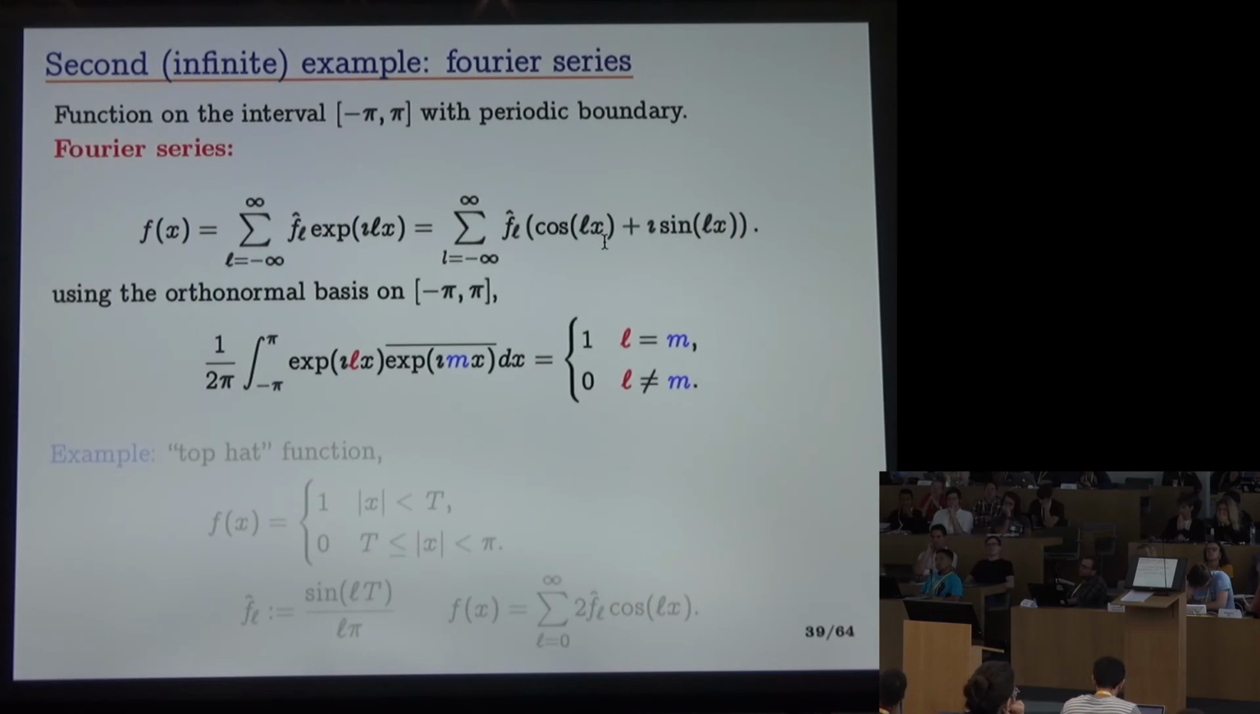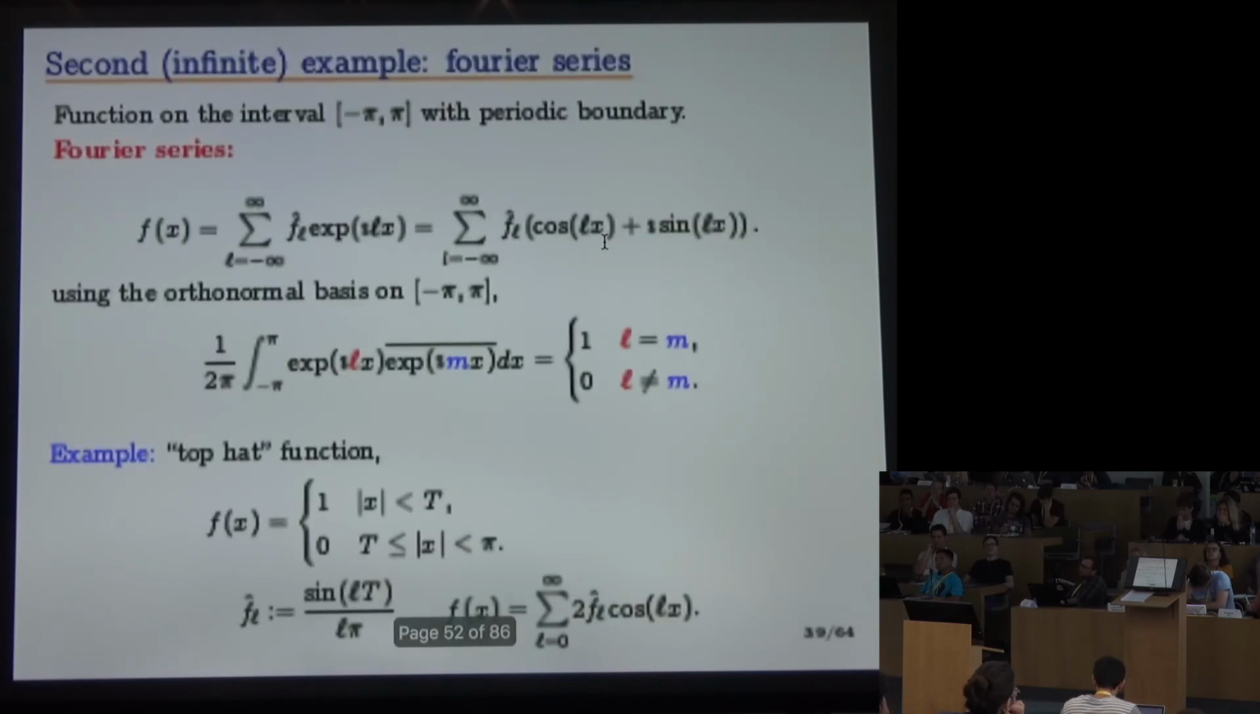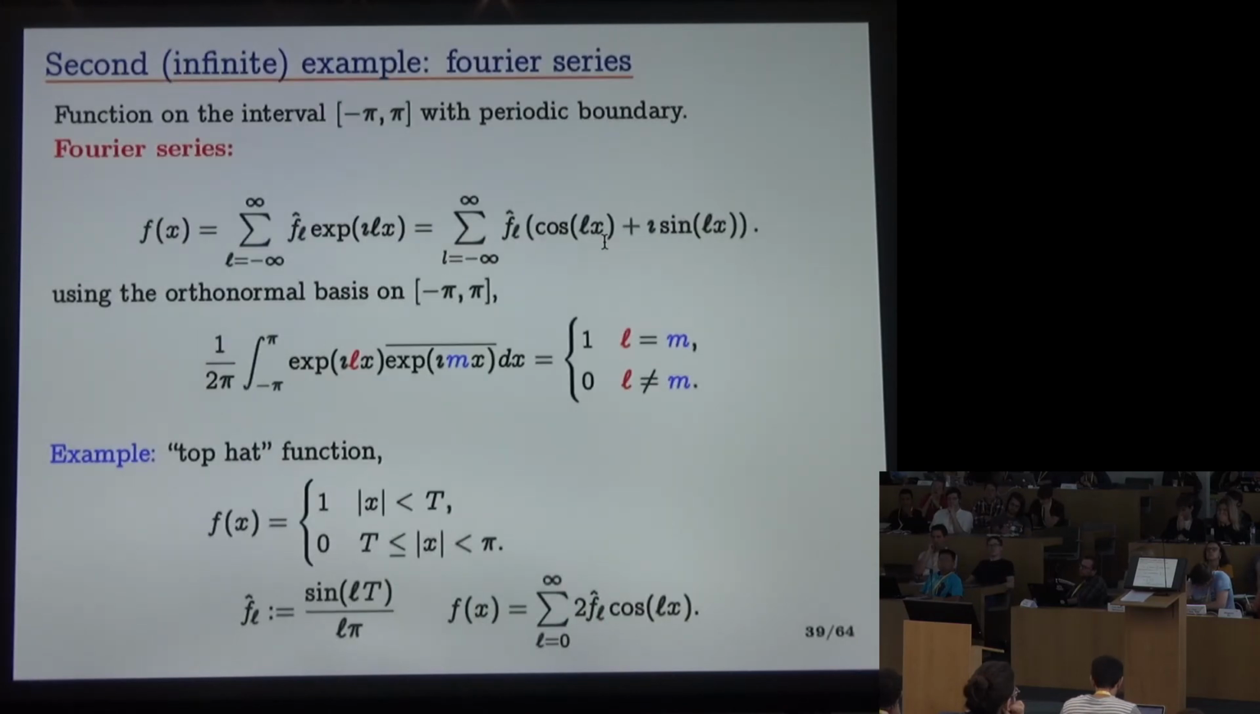Okay, so let's look at a nice example. This is one of my favorite examples. It's the top hat function. The top hat function is a function which is square on the interval minus t to t and then goes to 0 from t to pi. Now I can write you here the Fourier coefficients of this. It's sine of L times t, the width of my top hat, divided by L times pi. And here is my function.